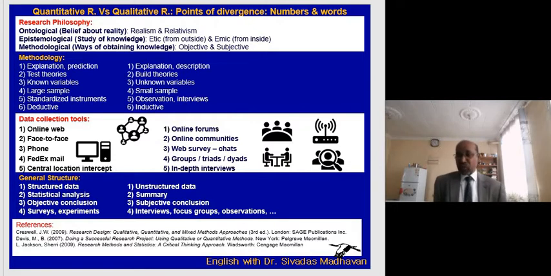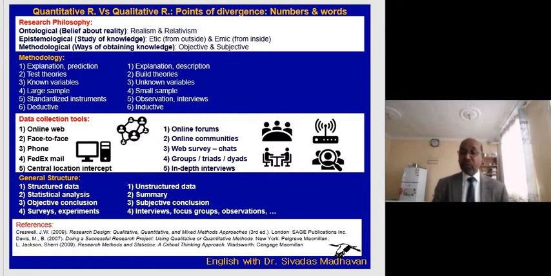So you can expect a question: what is the ontological question of the research? That means, what reality are you trying to find out? Is it single or is it multiple? Or you can say, is it quantitative or is it qualitative? That is the difference between the two in the case of ontology.